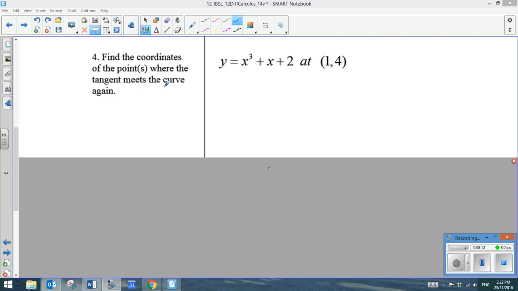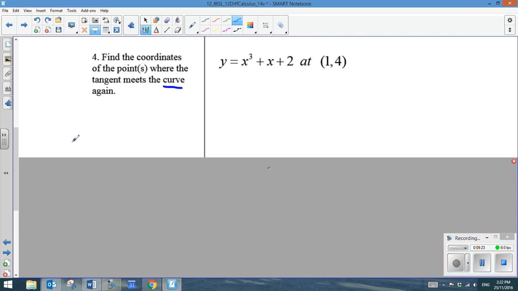This next example, again, deals with tangent lines, but you're being asked to find the coordinates of the points where the tangent meets the curve again. So for example, you might have a graph where you can draw a tangent line, maybe here, but it's not only going to hit at this point, but if it continues, it's going to end up crossing the graph later on. It's not tangent at this second point, but it does end up intersecting.